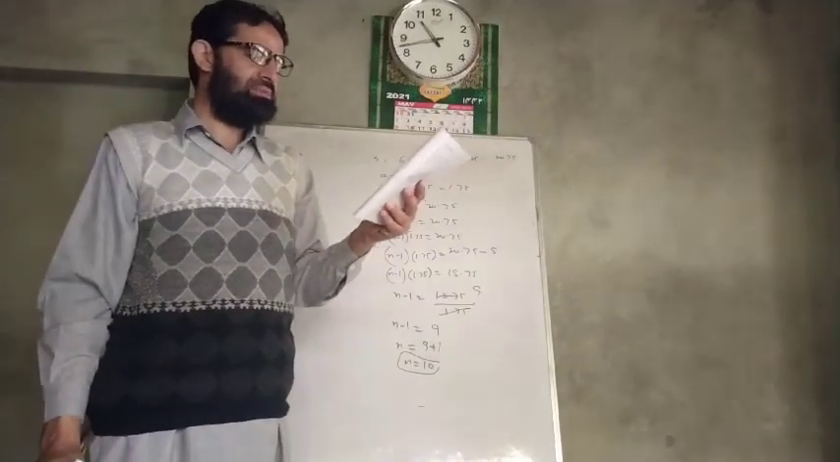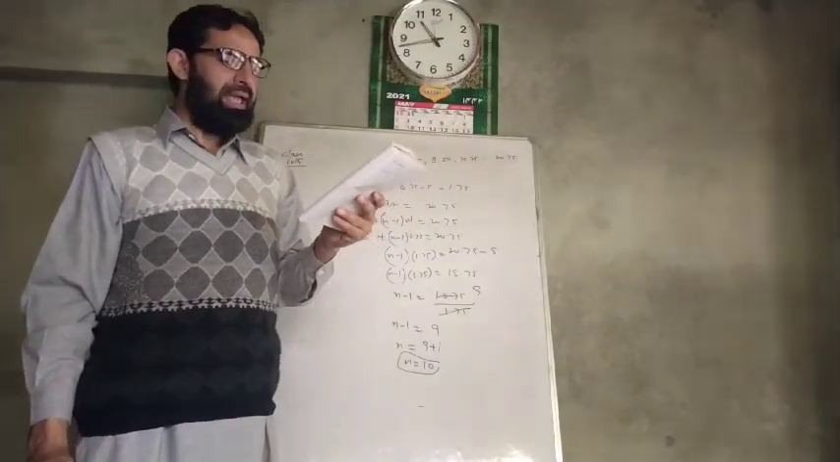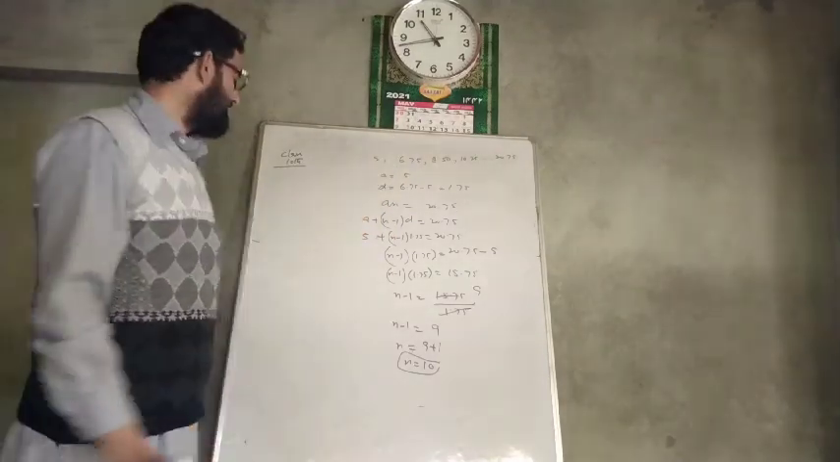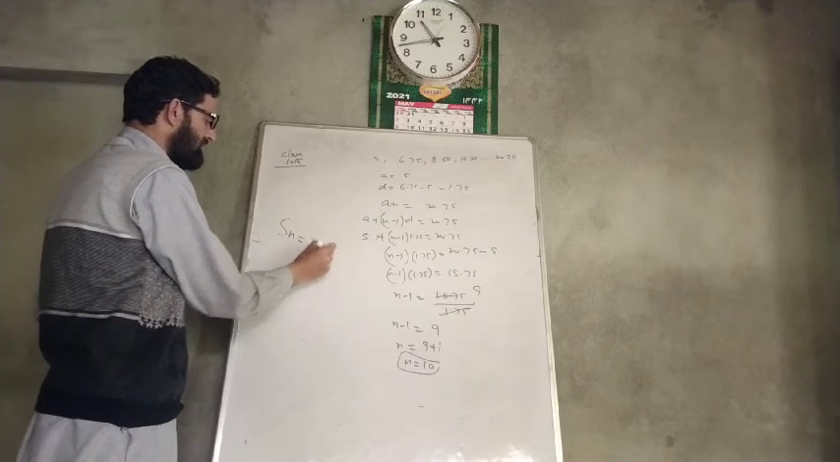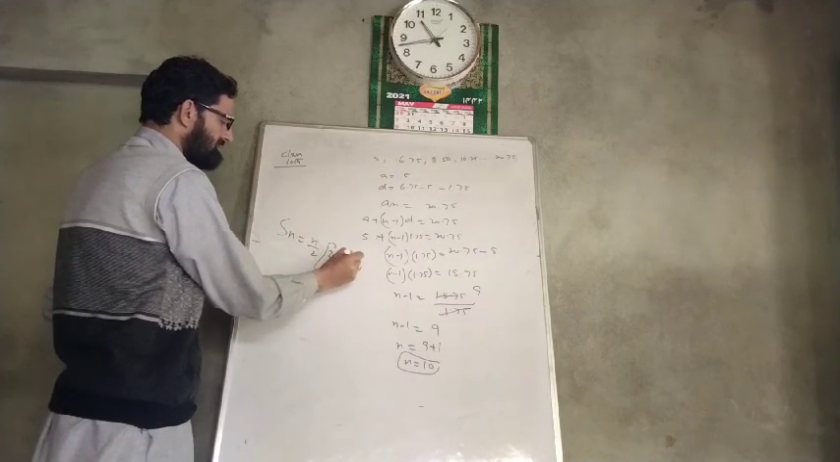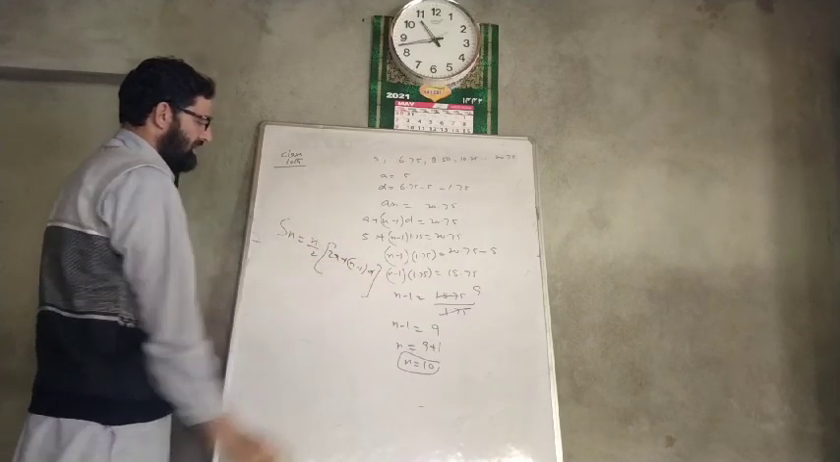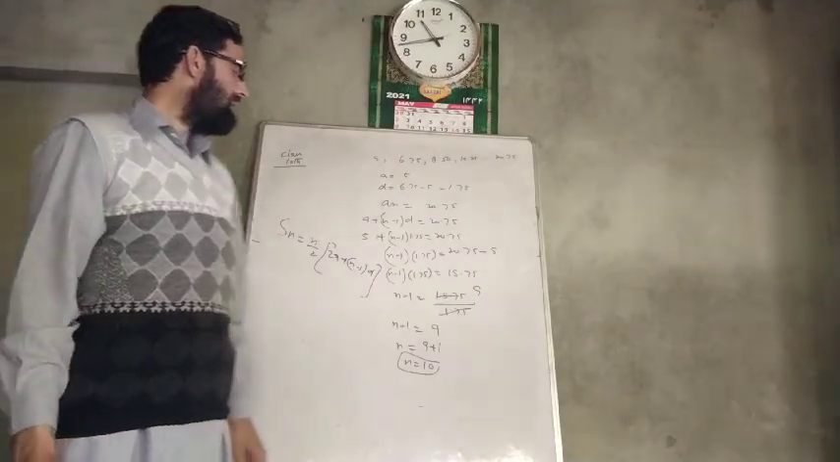Inshallah tomorrow we should take up the last exercise of this AP, and we have to find the sum there. Sn, the sum of n terms, is n by 2 into (2a plus (n minus 1) into d). Inshallah from tomorrow we should discuss this sum of n terms.